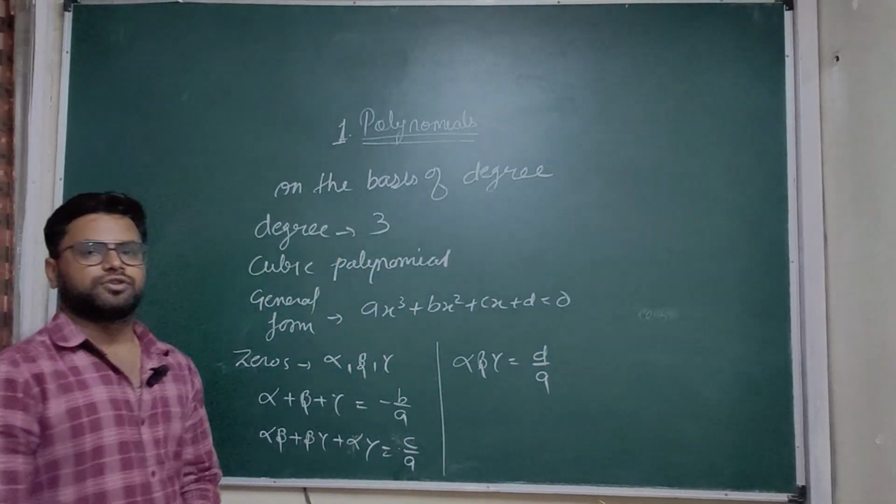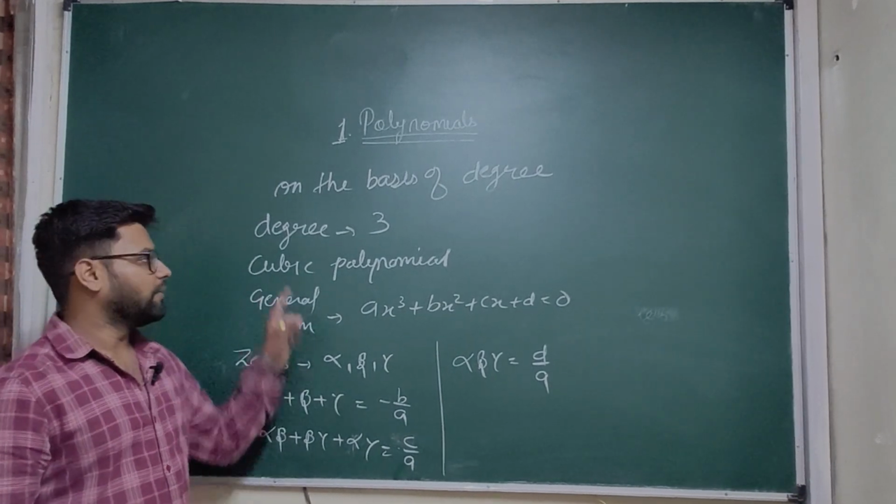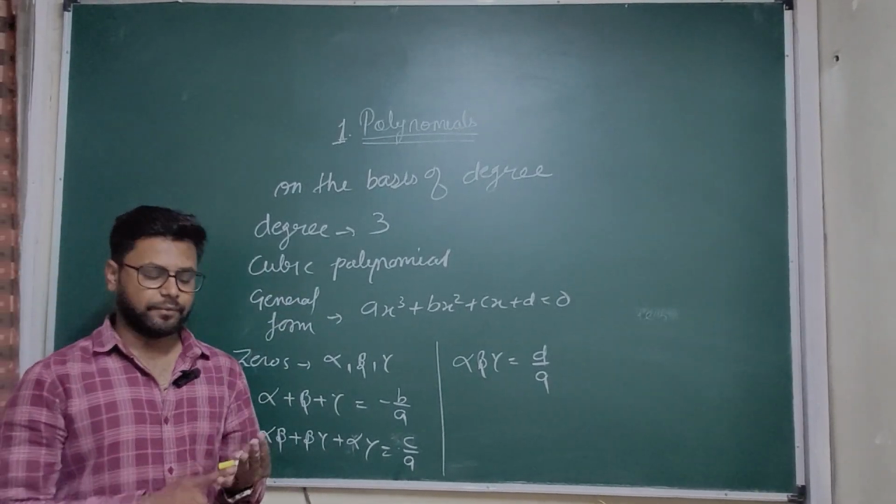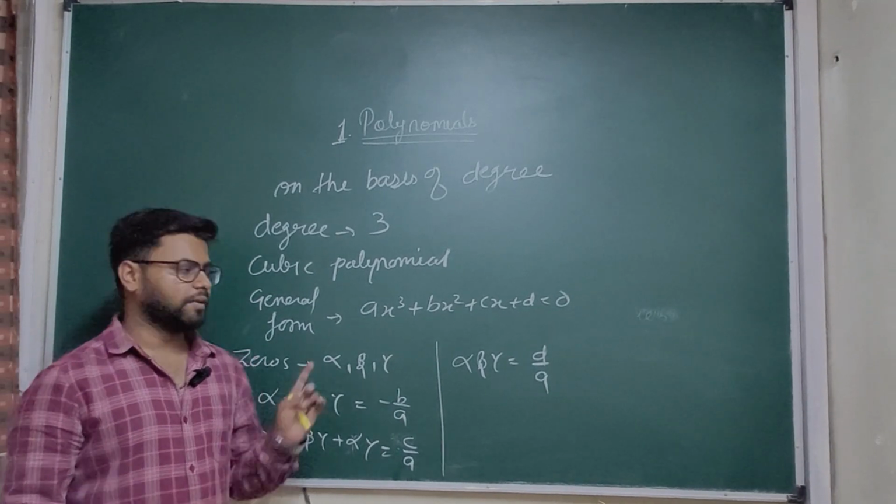And the product of the zeros, alpha into beta into gamma, is equal to minus d by a. So in the second chapter you will have to learn about these three polynomials: linear polynomial, quadratic polynomial and cubic polynomial.